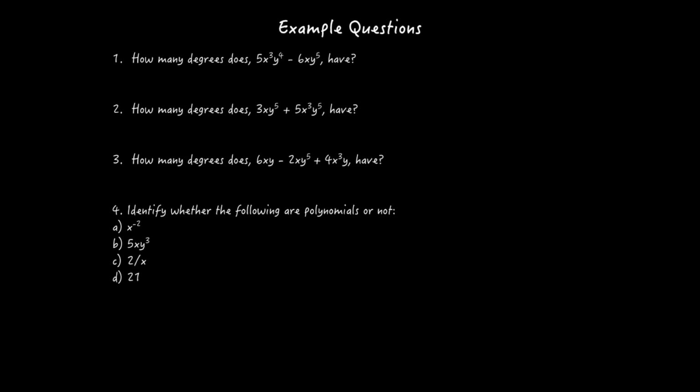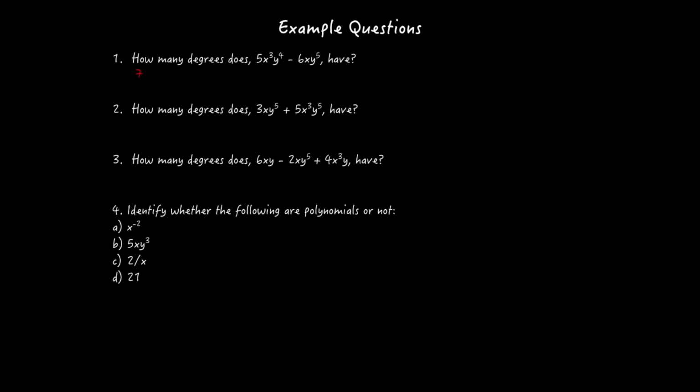Then we look at the next term. We have 6xy to the power of 5. Here we have x to the power of 1 and y to the power of 5, and therefore when we add the indices we get 6. To find out how many degrees the whole polynomial has, we need to use the highest number that we calculated. Therefore, the number of degrees in this polynomial is 7.